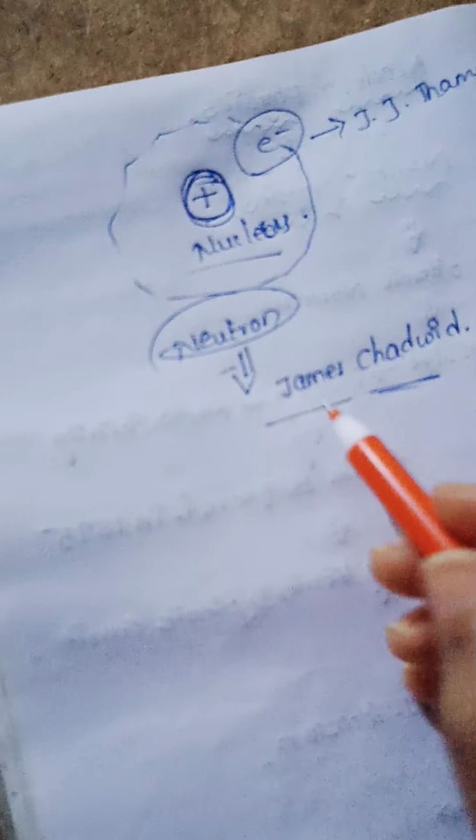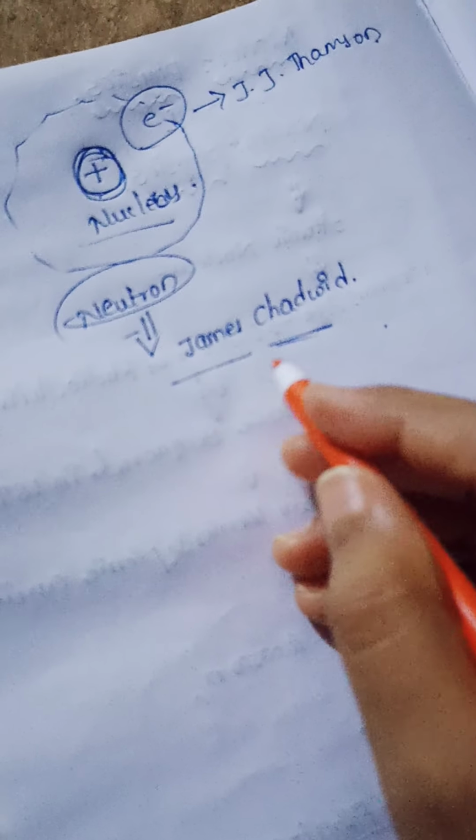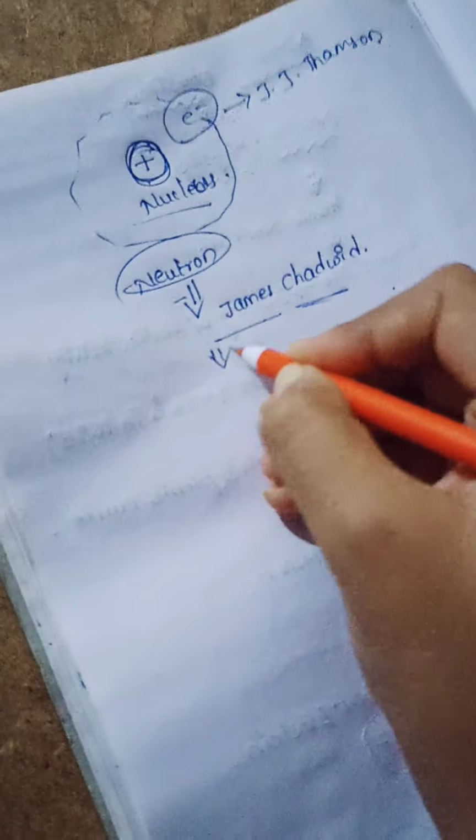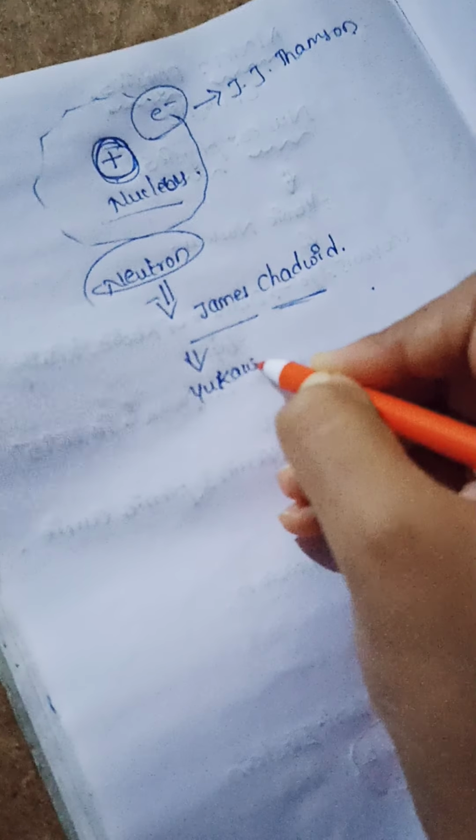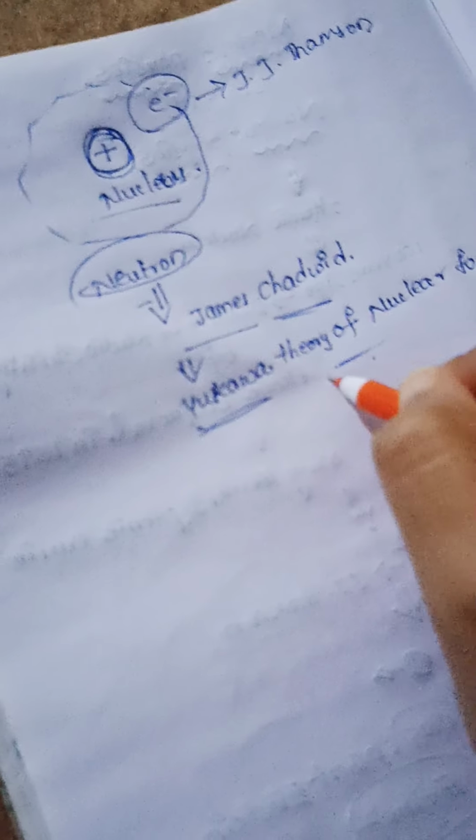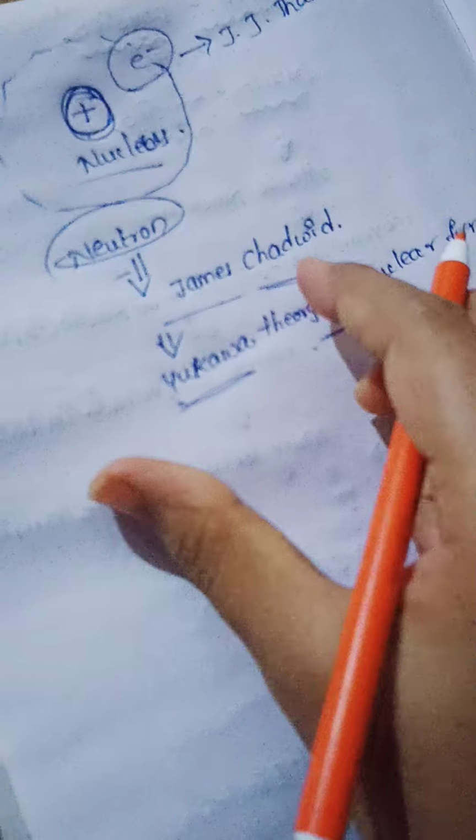After the discovery of the neutron by James Chadwick, you had Yukawa's theory of nuclear forces. Yukawa, also a scientist, tried to explain how nuclear forces bind the nucleus together, and lots of other things were explained by Yukawa, which created a very distinct branch of physics.